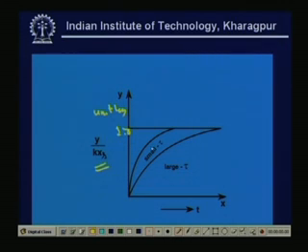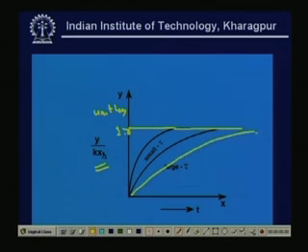As you can see, as I increase the value of tau, it takes longer and longer time to reach the final steady state. This is our final steady state value. So, as I increase the tau, I get more and more time. If I increase the tau still further, it will go like this.